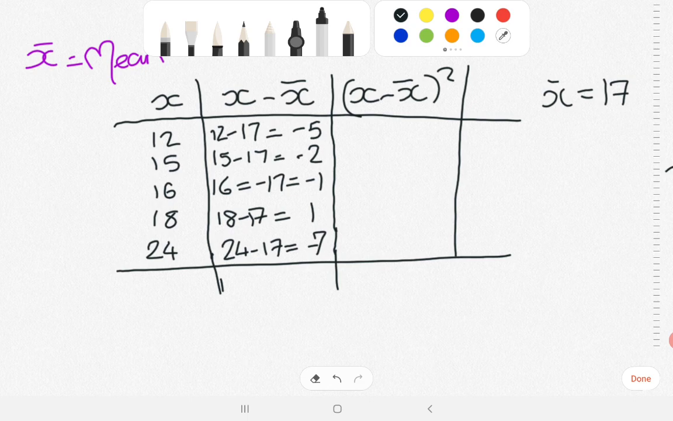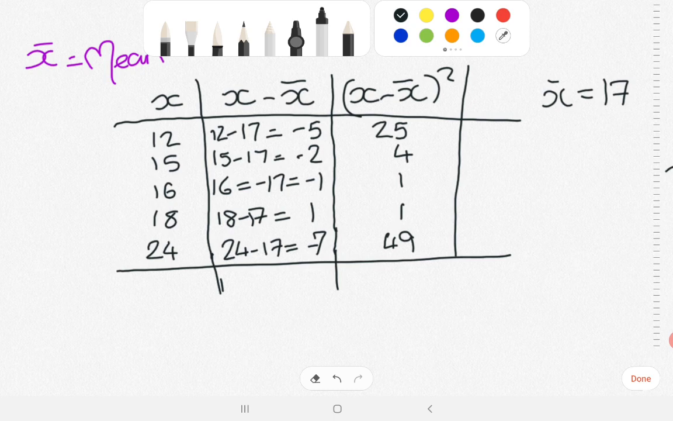Okay, now the last column is we take that number that we've just worked out in each case and we square it. So we've got negative 5. If we square that, remember we get positive 25. Remember, a negative number times a negative number is a positive number. So minus 5 squared is positive 25. Negative 2 squared will therefore be 4. Negative 1 squared will be 1. 1 squared will also be 1. And 7 squared will be 49.